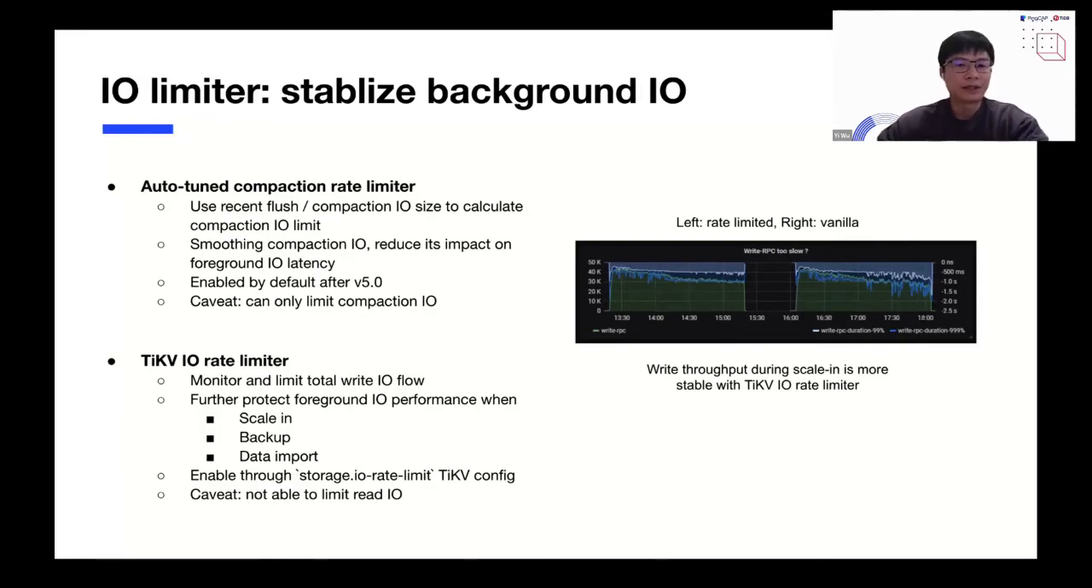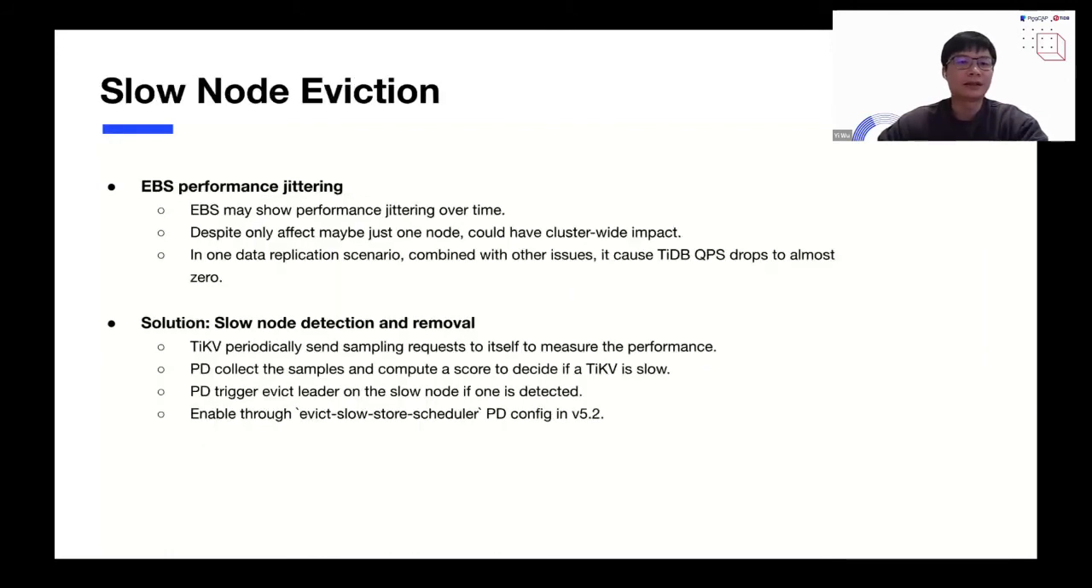So yeah, this is for the IO limiter. Another thing we notice for EBS is that over time it can have performance jitter, because under the hood it may have some failures, and sometimes it needs to re-replicate data, and sometimes there will be network congestion. That all happens behind the scenes, but it shows up for us as a performance downgrade for some of the EBS volumes.